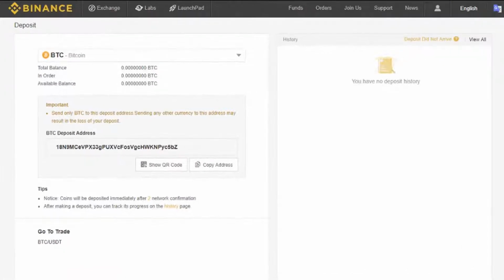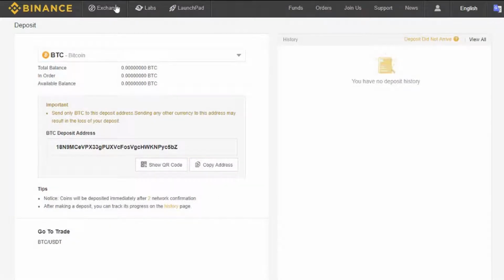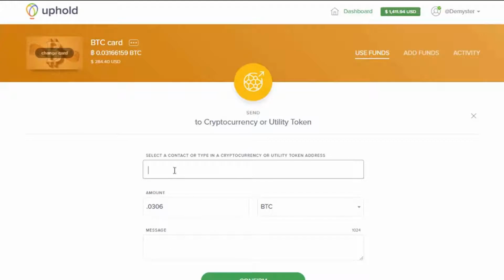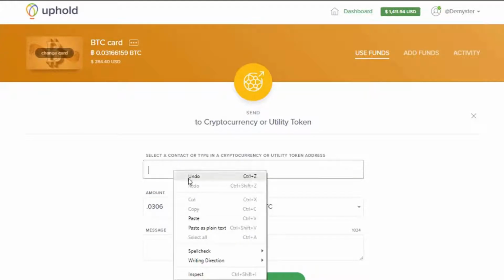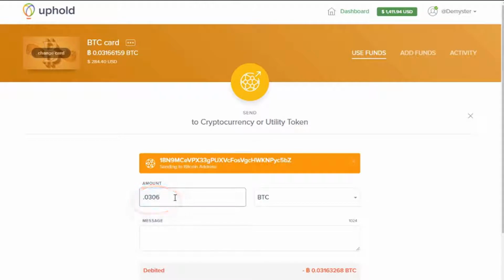Alright, we're back in the BTC deposit area, and I'm going to copy this address. And I'm going to go over to my exchange and place it there for sending out. I put in the address there. I put the amount of Bitcoin that I'm going to send over, and it is ready to go.